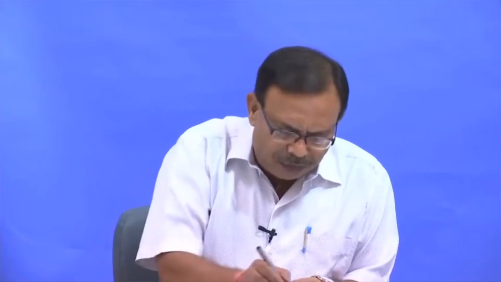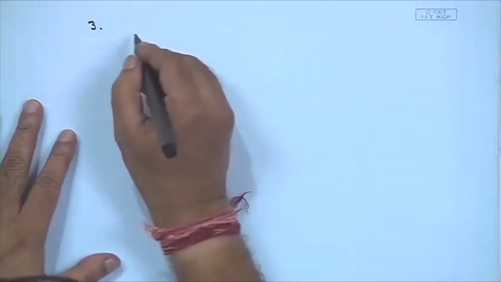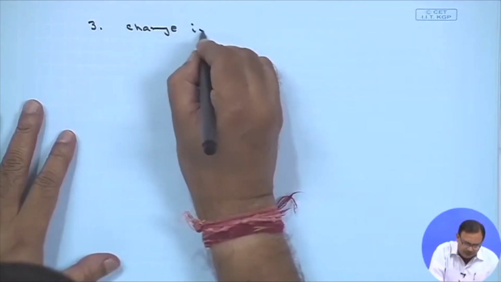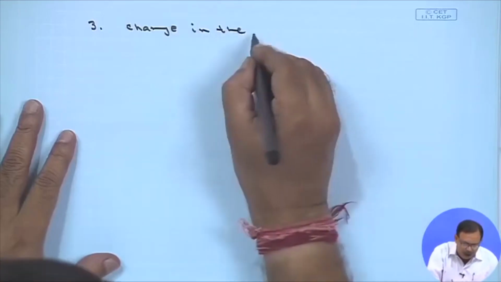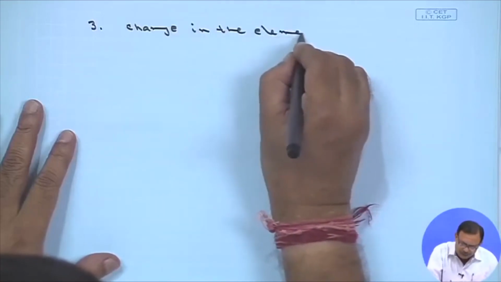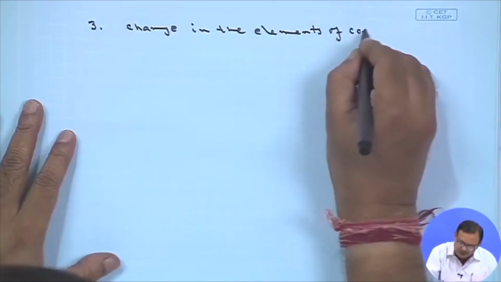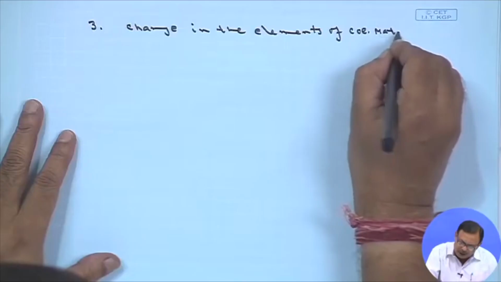Now, let us come to the third point. The third point is change in the elements of the coefficient matrix A.